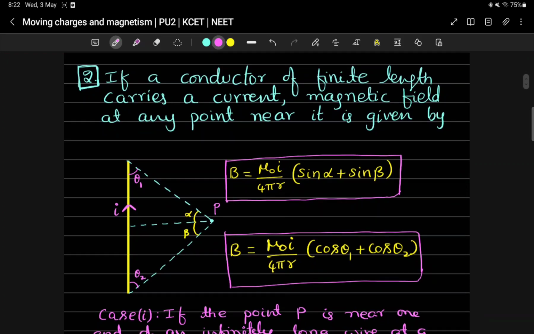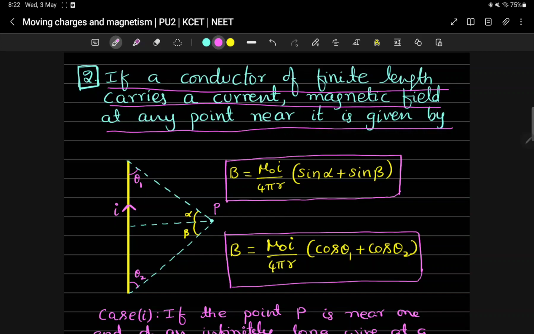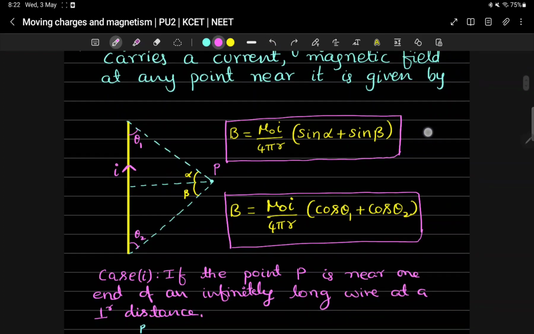This is the next thing that we need to consider here. We are considering a straight conductor, of infinite length or finite length. What is the magnetic field produced at this particular point P due to this one? So let me read this. If a conductor of finite length carries a current, the magnetic field at any point near it is given by the following. So how to calculate it?